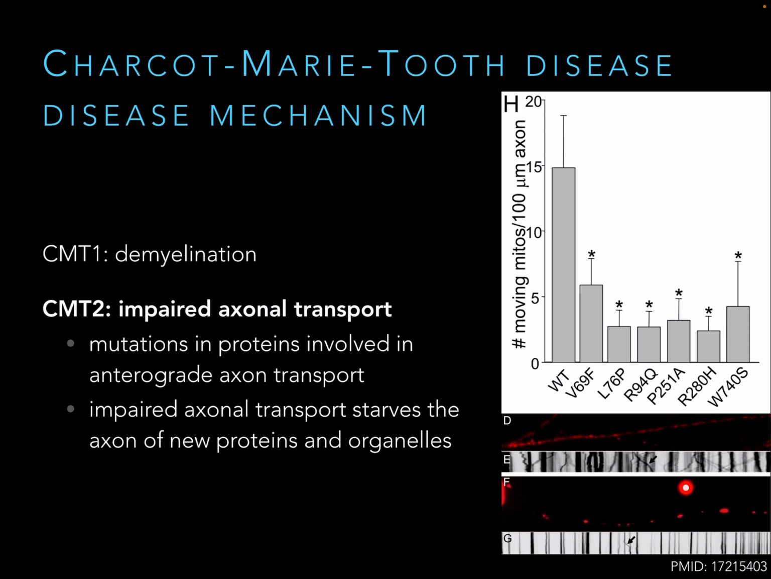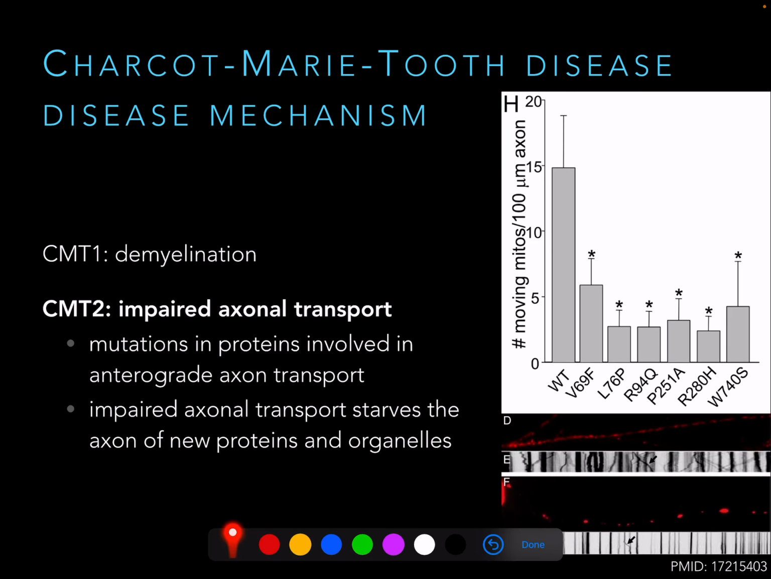So when we have those Charcot-Marie-Tooth mutations, if it's not affecting the myelin, it's slowing axonal transport. So now we don't get organelles like mitochondria into the axon. We can't pay the bill. We don't survive. Or we don't put proteins into the synapse. Use it or lose it.